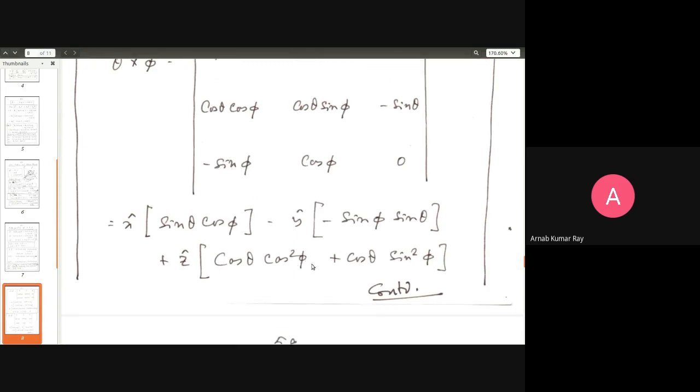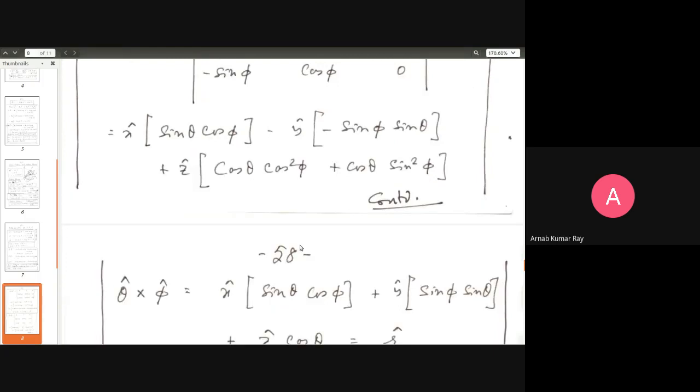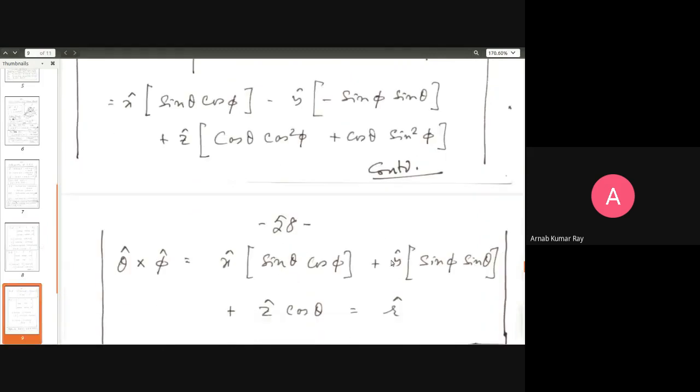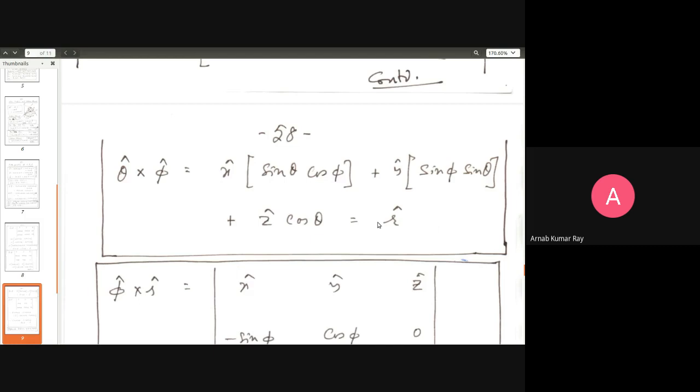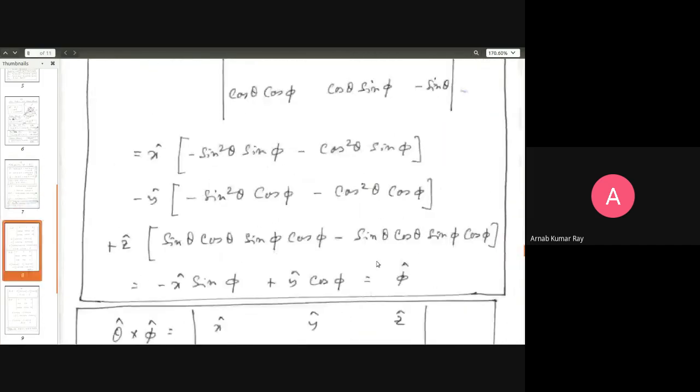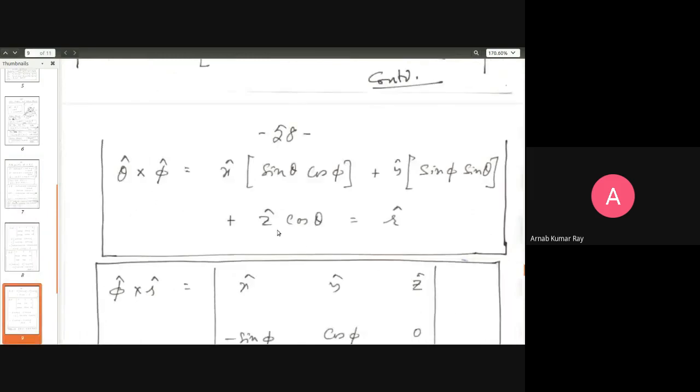And so when you have all that, theta cap cross phi cap will be equal to this, and then this into this, y cap sine phi sine theta, and then you will have cos theta times cos squared phi plus sine squared phi, which is equal to 1, so cos theta, and that's equal to r cap. That is what you have. That's the definition of the radial unit vector, r cap. So there you have this thing.